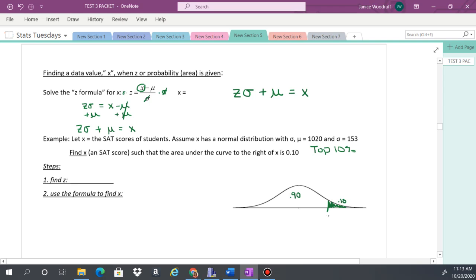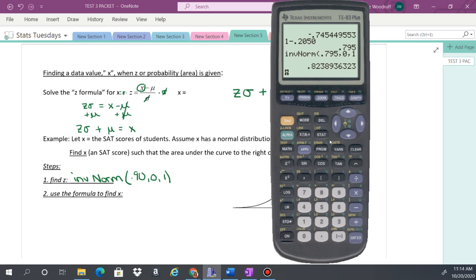What is this score? So first, to find the score, we want to find the z-value. So find the corresponding z-value here. So inverse norm, area to the left. Area to the left is the 0.90. So inverse norm, 0.90, 0, and 1. That gives us a z-score of 1.28.